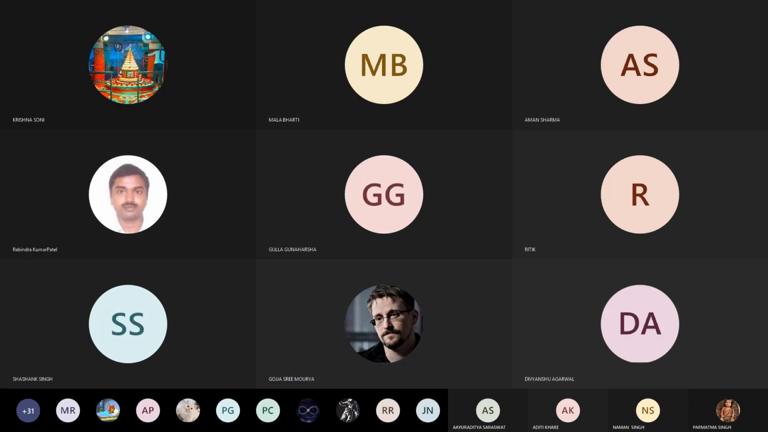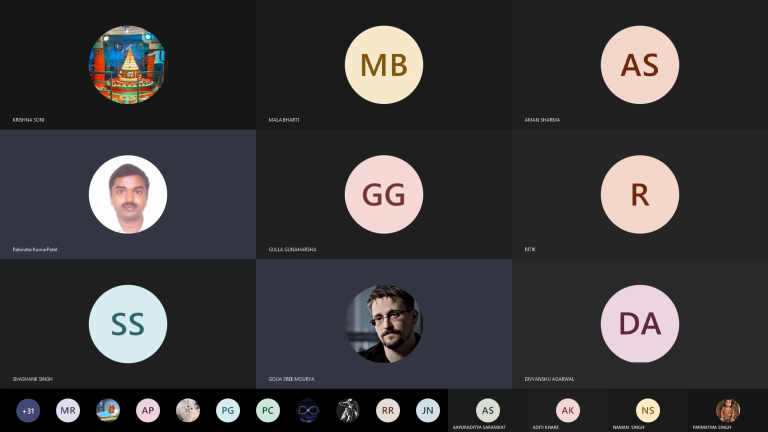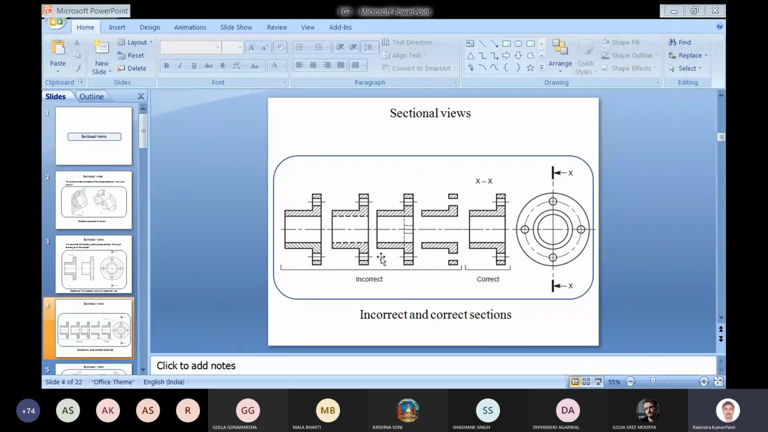Yes, sir. This one. You can see there are 5 figures drawn, out of which only one is correct. This is the correct one. So here the mistakes in the other cases are shown.